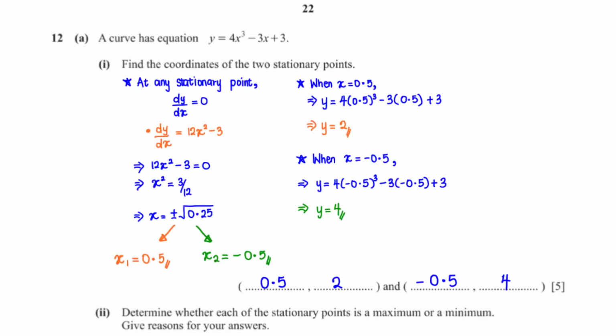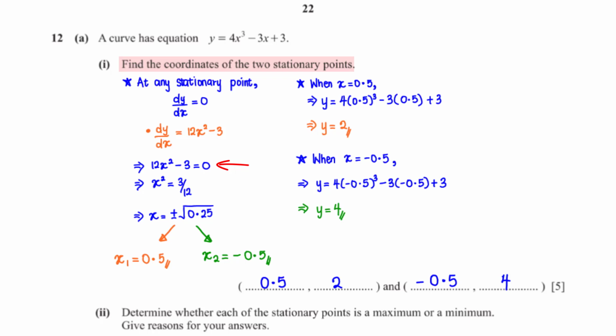A curve has equation y equals 4x cubed minus 3x plus 3. Find the coordinates of the two stationary points. At any stationary point, dy dx is equal to 0. To get dy dx, we differentiate the equation of the curve, and this gives us 12x squared minus 3, which we equate to 0 to get the x coordinates of the stationary point.